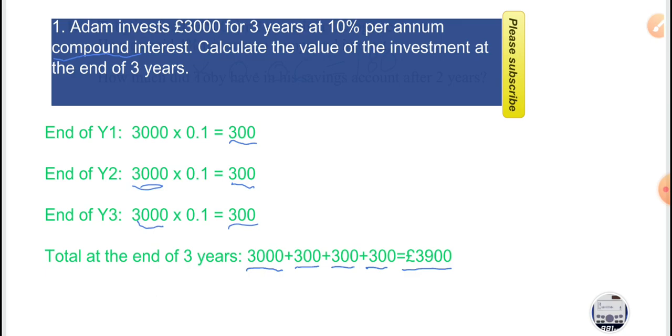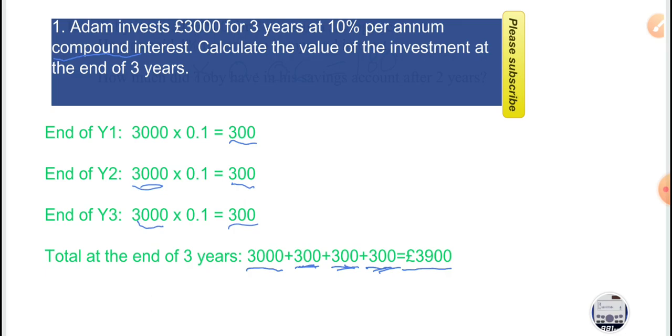So even if you left it there for 100 years, it will just be 100 lots of £300 profit that he makes each year, and that will be his profit. So let's keep it simple. Let's say 10 years. So in 10 years time, he'll have 10 lots of 300, so that's another 3,000. So altogether in 10 years, he'll have £6,000.